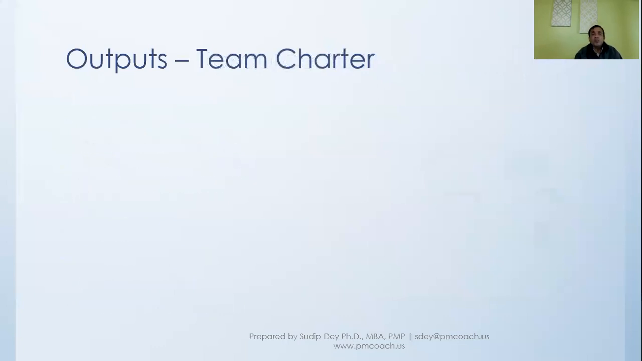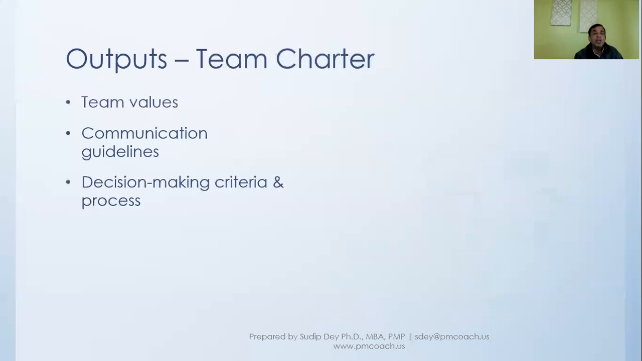Another key output will be the team charter. Now, team charter is really a guideline for how the team will interact, the guidelines for the behavior of the team. So there will be things like team values. What are the values that drive us as a team? We might say that it has to be collaborative, it has to be transparent, information has to be transparent. Then the communication, how the communication will be, and if there are conflicts, how the conflicts will be resolved, and so on.